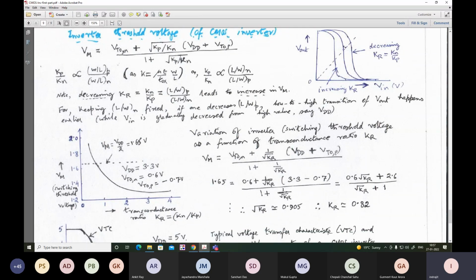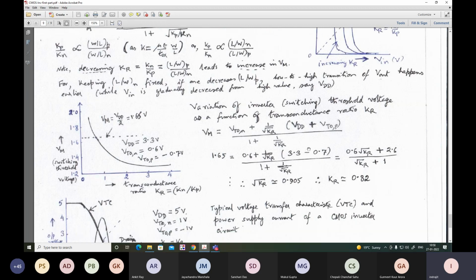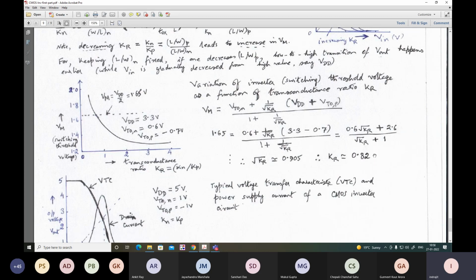And as far as the variation of the inverter switching threshold voltage as a function of the transconductance ratio is concerned, just take that equation. Suppose we want to make it, say, 1.65 volt. So 1.65 volt means what? VTON equal to 0.6 volt. Say, suppose I take some typical value, VTOP equal to minus 0.6, minus 0.7 volt. Suppose the power supply voltage is 3.3 volt. Then if you want to make VM right at the middle, that means 1.65, it will be necessary that KR equal to 0.82. So accordingly, you can choose a W by L ratio of the transistor.